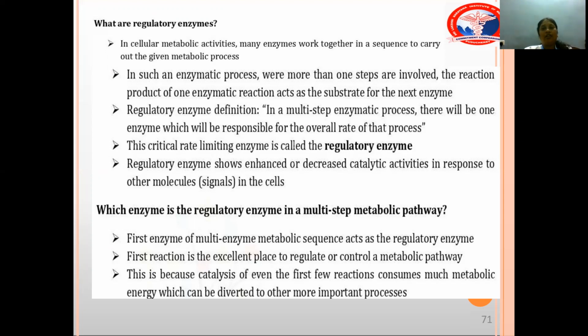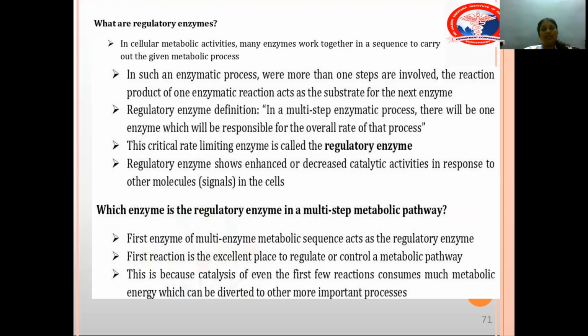This regulatory enzyme would show enhanced or decreased catalytic activity in response to other molecules or signals which are delivered to the cell. Based on the stimuli or signal which is received from the external environment, the cell will respond by either increasing the activity of the regulatory enzyme or decreasing the activity of the regulatory enzyme.